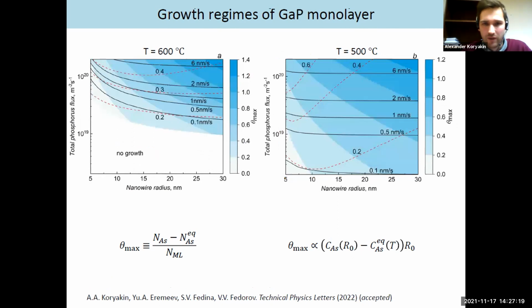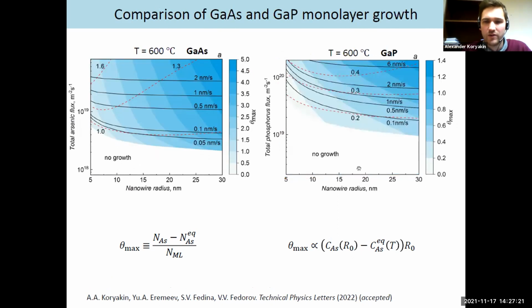Similar results were obtained for gallium phosphide. The difference is that the region where there is no growth moves in the direction of high phosphorus fluxes because we have more evaporation in case of gallium phosphide. And also the nanowire growth rate is smaller in case of gallium phosphide due to higher desorption of phosphorus.